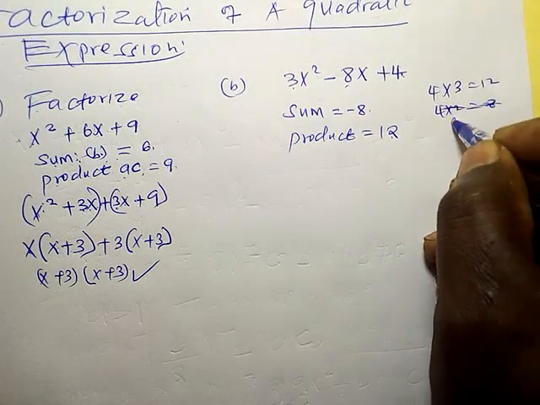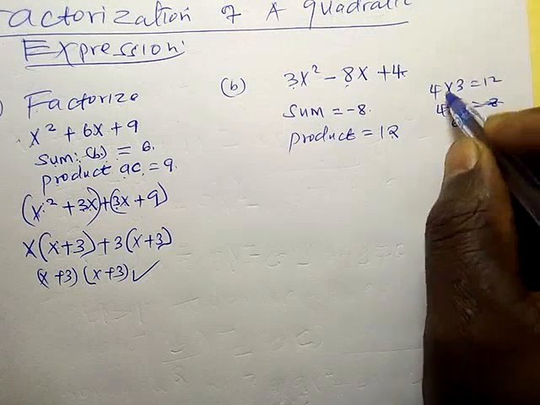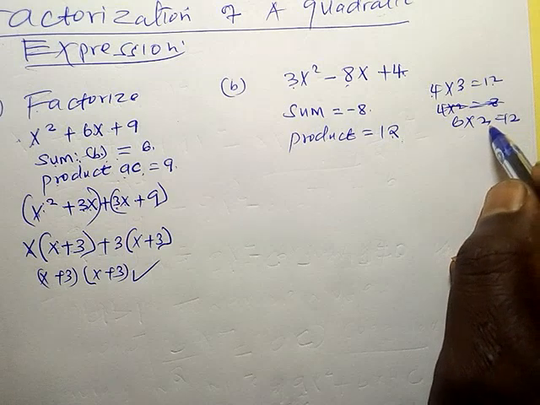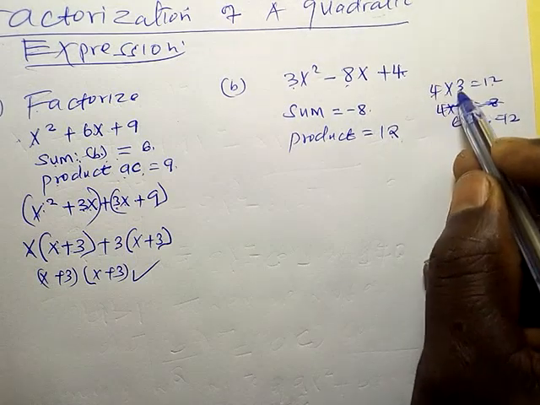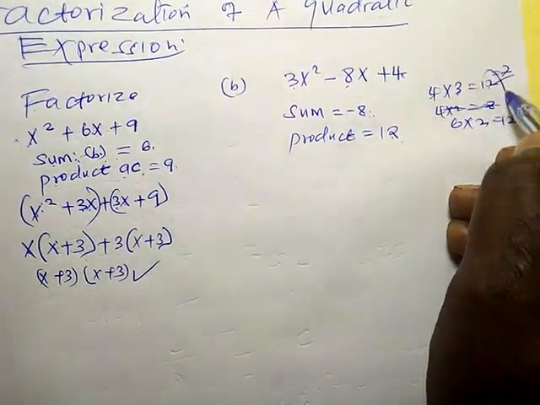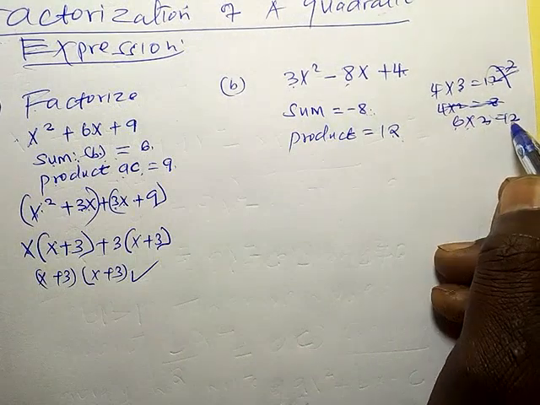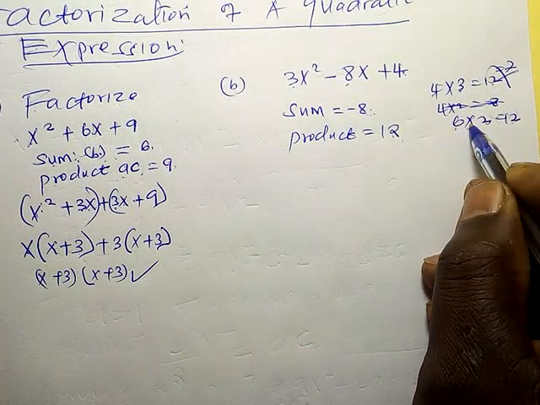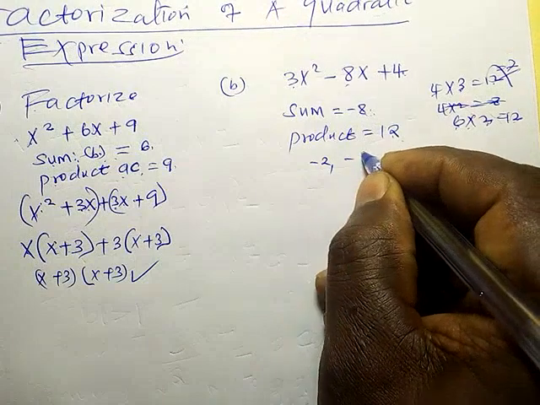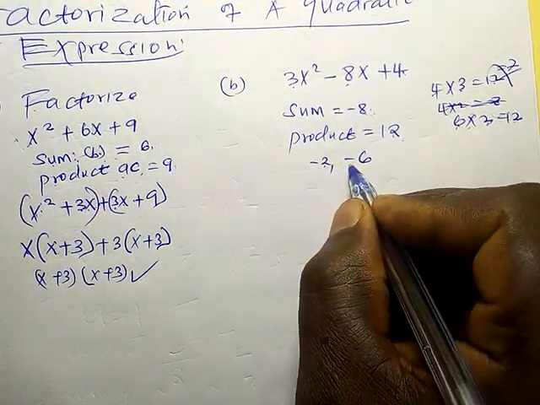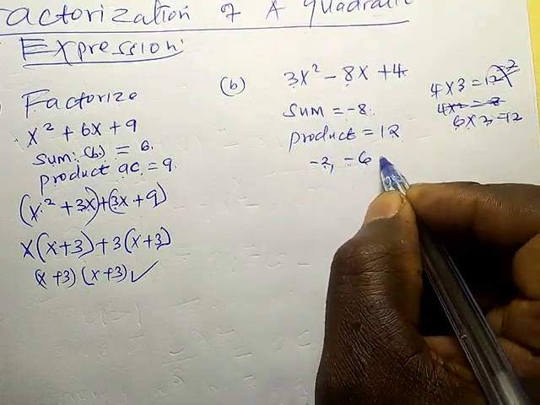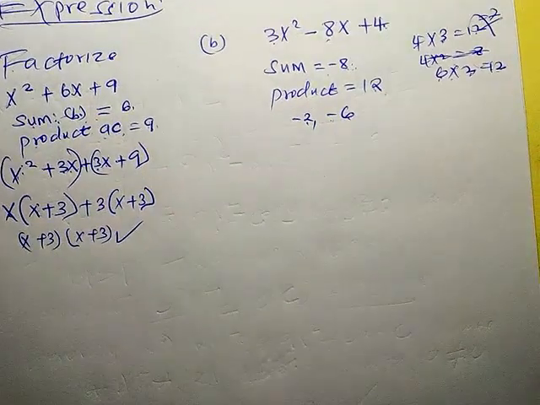No, this one is not. And then 6 times 2. 6 times 2 is 12. 4 times 3 is 12. The product, we consider the product first. But when we add 4 plus 3, the answer is 7. So it doesn't give us the sum, so we ignore that. 6 times 2, the answer is 12. Yes? But what can we do with 6 and 2 to give us negative 8? So our numbers are negative 2 and negative 6. Negative 2 plus negative 6, the answer is negative 8. Negative 2 times negative 6, the answer is 12. Very good.